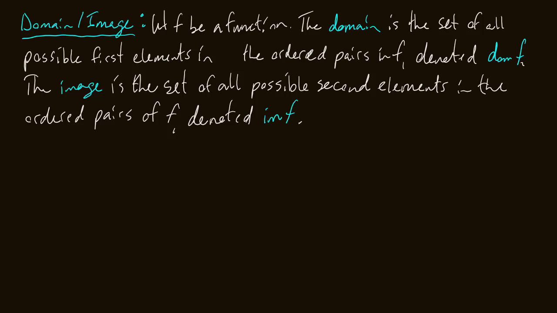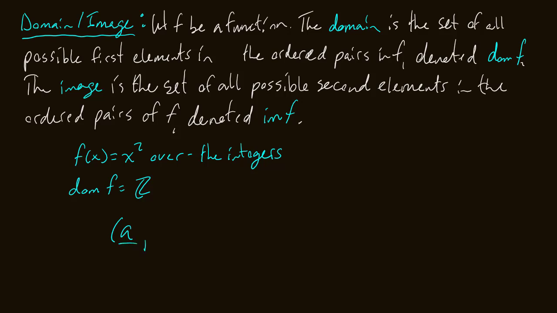So let's say, let's use blue again. Let's say f of x is equal to x squared. And we're going to do this over the integers, right? Just write that out in English. Over the integers. Then the domain of f in this case is going to be the integers, right? Everything that is going to be the first element in our ordered pairs will be an integer, right?